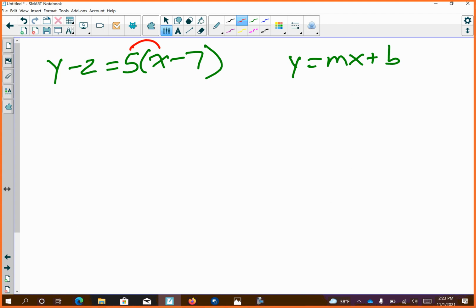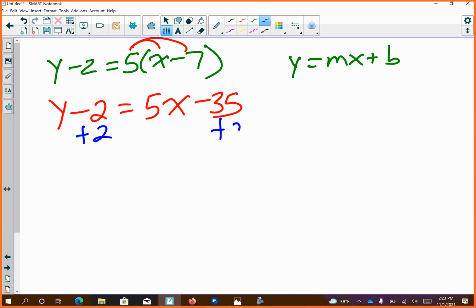Okay, so I heard this. Do we agree? That's distributing, which is multiplication. So 5 times x is 5x. 5 times negative 7 is negative 35. And add 2 to both sides. Great job.